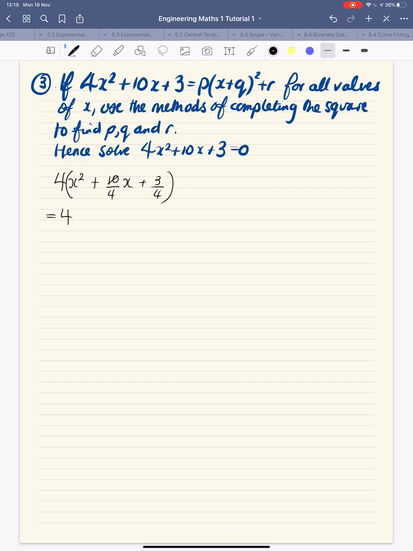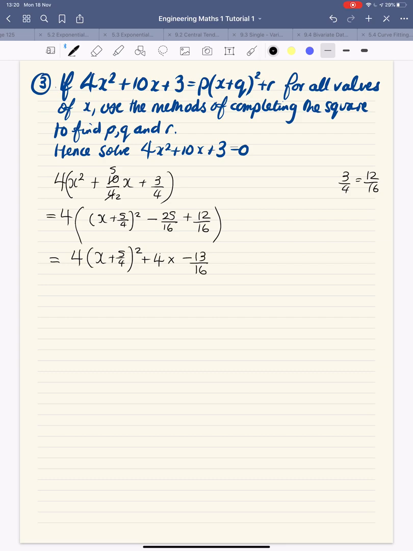So this actually simplifies to 5 over 2. So it's going to be x plus 5 over 4 squared, because we've got to halve that 5 over 2, minus 25 over 16. And 3 over 4 is 12 over 16, so plus 12 over 16. I'm taking away the 25 over 16, which comes from expanding this, and then putting the 3 over 4, which is 12 over 16, back in there. So this is 4 times x plus 5 over 4 squared, plus 4 times minus 13 over 16, because minus 25 plus 12 is minus 13. It's got to be multiplied by 4.